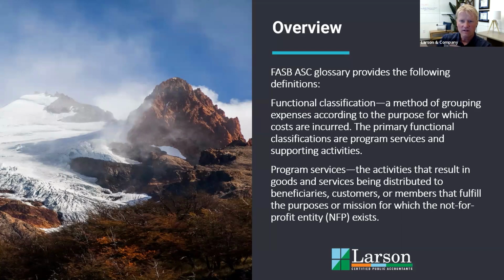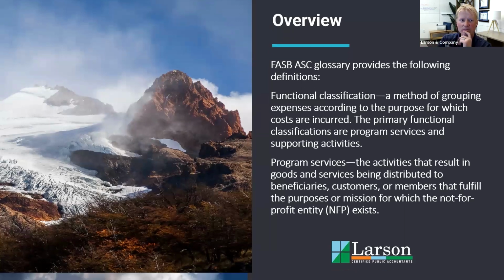So the functional classification is the breakout in the columns: breaking it out by program, by management and general, or by fundraising. That's what that means. Now, program services are the activities that result in goods and services being distributed to beneficiaries, customers, or members that are directly fulfilling the purpose of the not-for-profit. Those direct expenses that are directly fulfilling the mission or the programs of the organization are your program services and program service expenses.